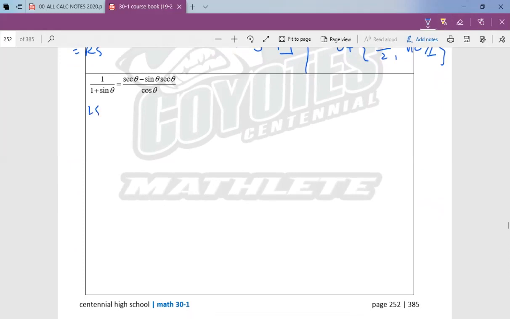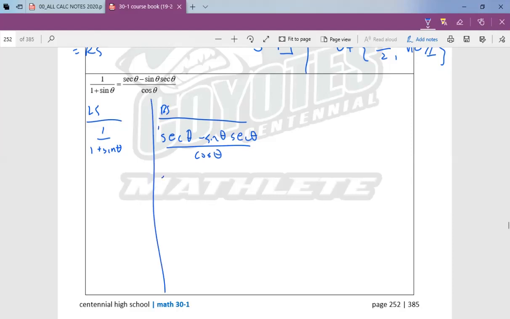Our left side is like 1 over 1 plus sine theta. Not really pretty. Maybe we'd work with that, except the right side looks even worse. So secant theta minus sine theta, secant theta. So let's work with the right side.